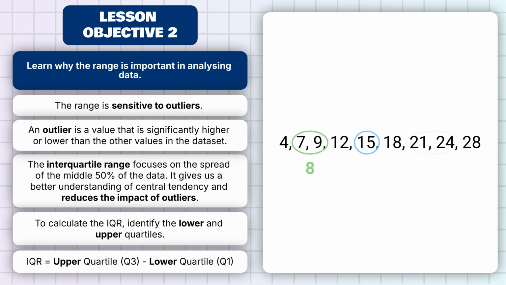Let's do the same with our upper half to find Q3. The mean of 21 and 24 is 22.5, which is our Q3 value. Lastly, to find the IQR, we need to subtract Q1 from Q3. 22.5 minus 8 gives us an IQR of 14.5.